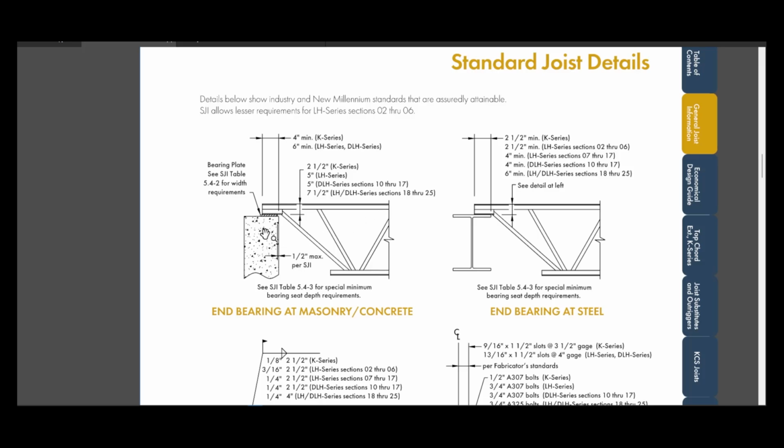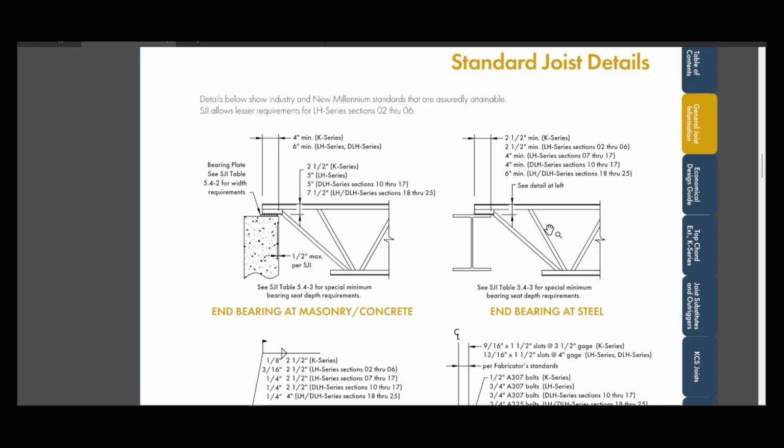Please note, whenever we have the connection mentioned in the first figure, the bearing plate should be maximum half inch from the face of masonry or concrete. This figure notes the bearing plate, see SJI table. I discussed this SJI table in the last video. You can watch that video to understand this table from the Steel Joist Institute.